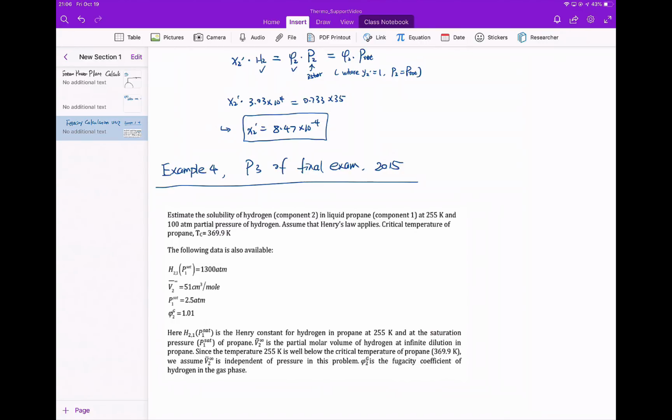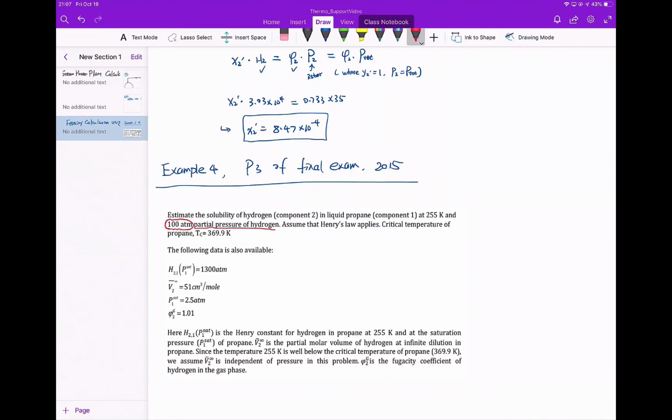Okay, let's read the problem statement all together. It says estimate the solubility of hydrogen, component 2, in liquid propane, component 1, at 255 Kelvin and 100 atm partial pressure of hydrogen. This is the partial pressure of hydrogen. And the pressure is pretty high, so we probably need to give up the ideal gas behavior. The problem statement says assume that Henry's law applies.